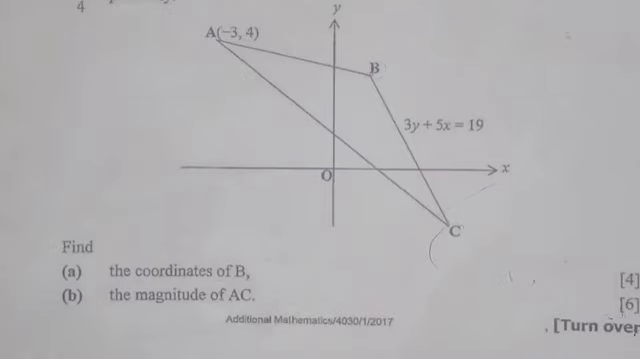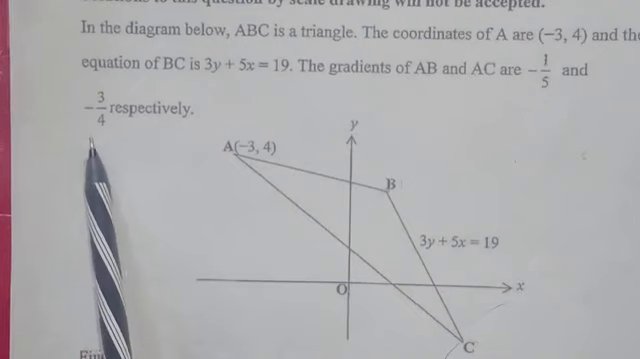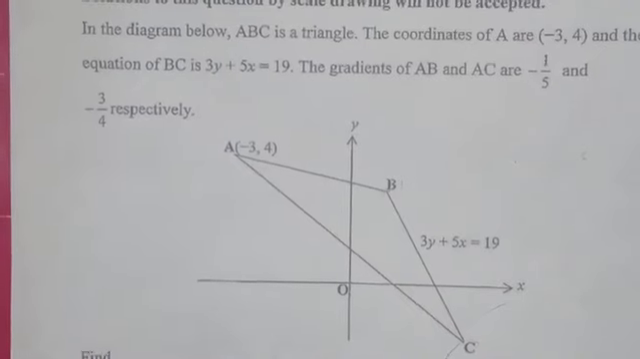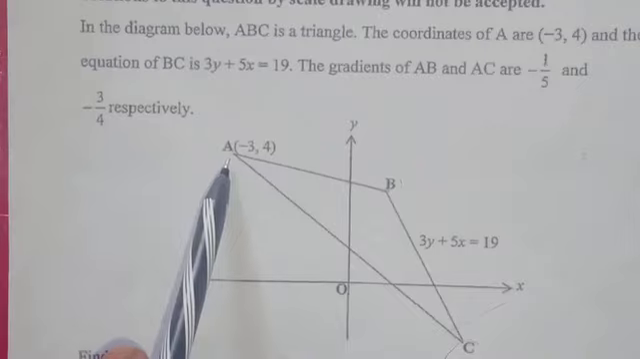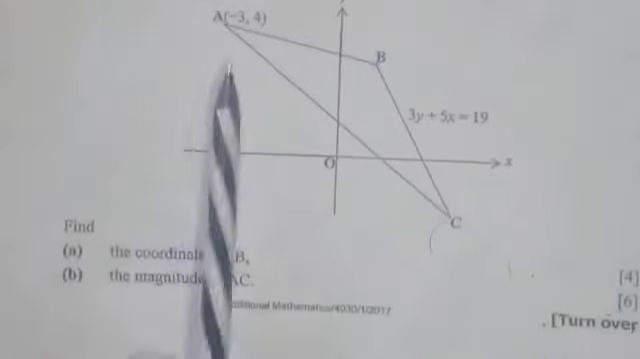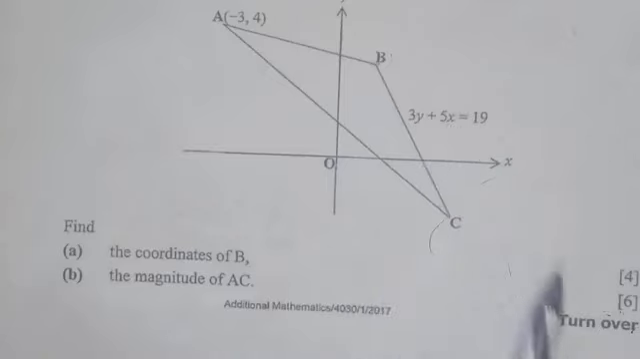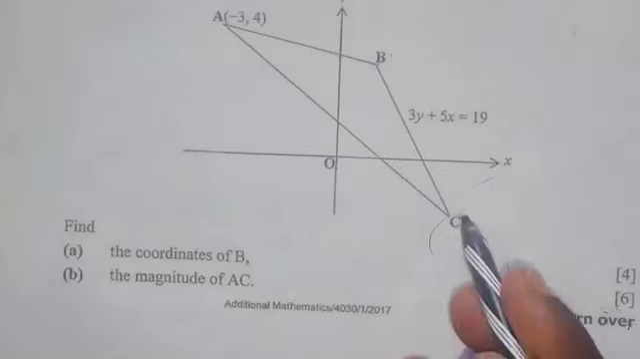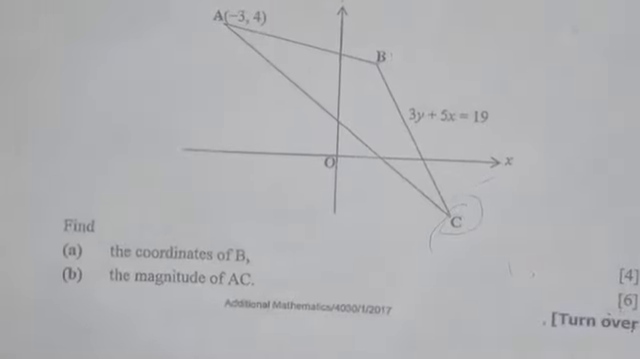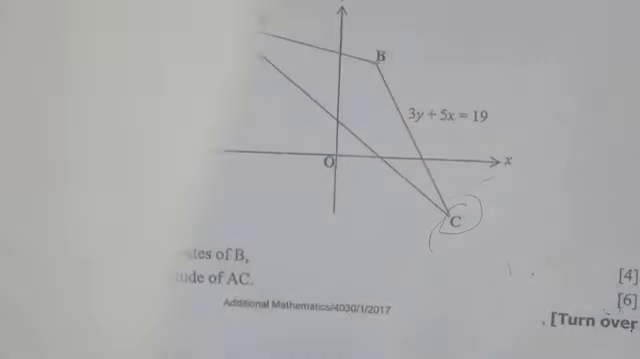You have been given the gradient of AC, which is negative 3 over 4. We also have the coordinate of A. So just find the equation of AC, then you solve them simultaneously with 3y plus 5x is equals to 19, because they will be meeting at point C. Just find the equation of AC, then solve them simultaneously, like I have said. Okay, so let's now continue our procedure.